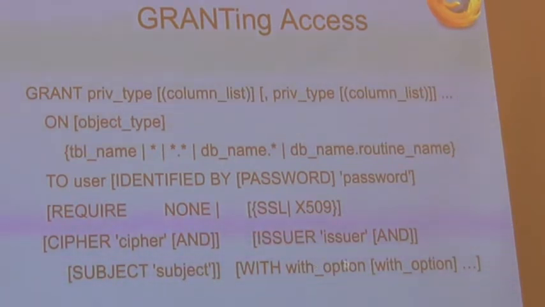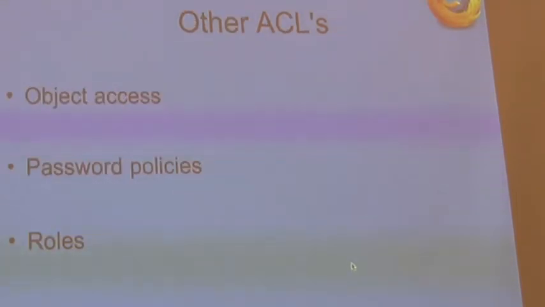And then with options, so with grant option, there's actually a couple more options that didn't fit on this page that I'll talk about a little later. It's restrictions you can give them, some grant limits. So other ACLs, you can have object access, right? So you can have events, triggers, routines, a password policy.